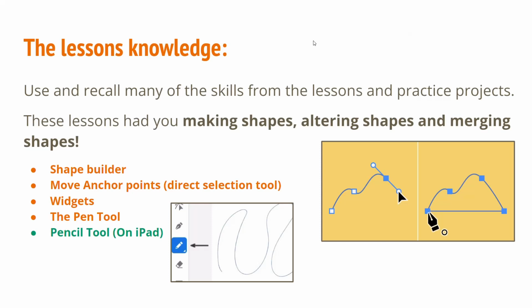Remember the lessons we've learned. Use and recall as many of these things as you can. Making shapes, right? How to alter a shape with your direct selection tool. Change and round things off if you need to with the widgets. Use your pen tool, all right, if you're on your desktop, to make something curvy or odd. If you're going to work on your iPad as well, then use the pencil tool that we've learned how to practice with.